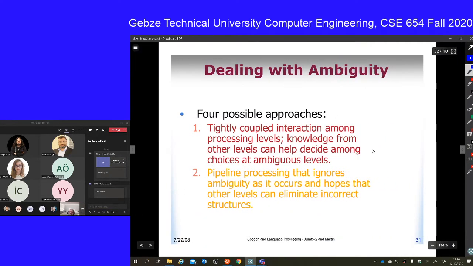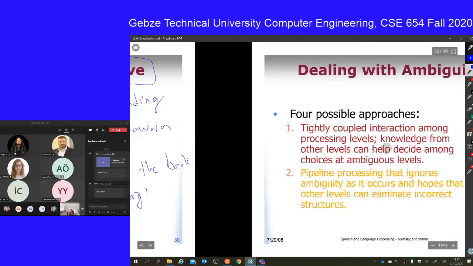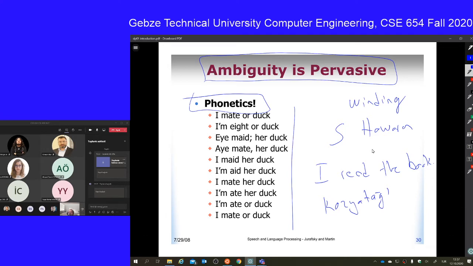So what do we do? There are generally four possible approaches. The first one is you don't deal with natural language processing at a single level. You do it at many different levels. For example, first you do the morphological analysis, then syntax, then semantics, etc. Each level can have its own ambiguity, and if you get information from the other levels, you may resolve these ambiguities. For example, for this one, out of all these 10 sentences, only one or two is syntactically valid.